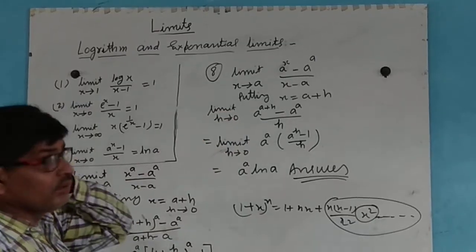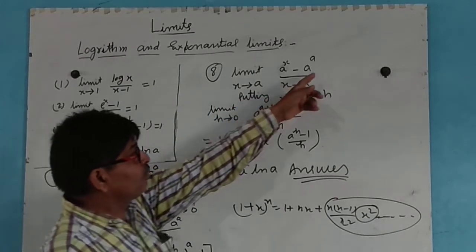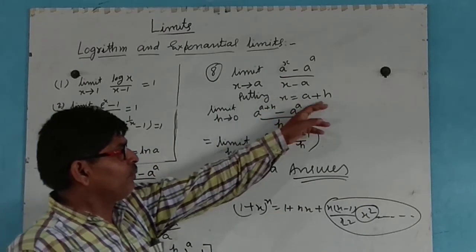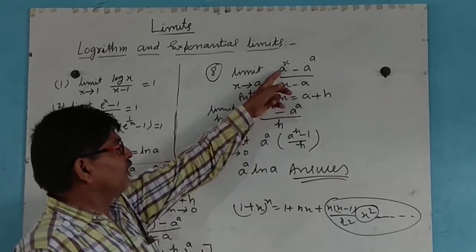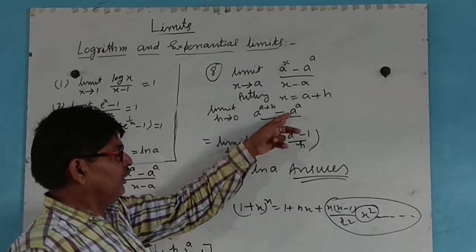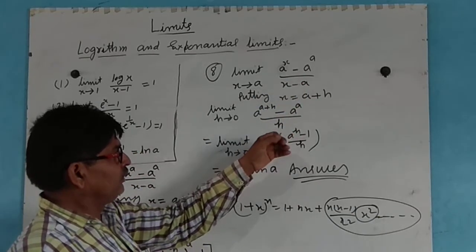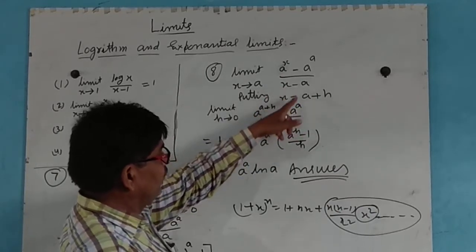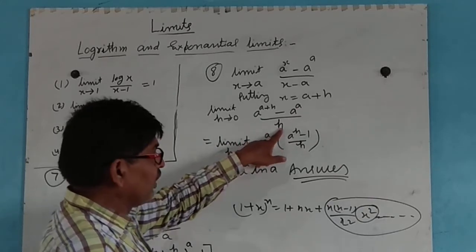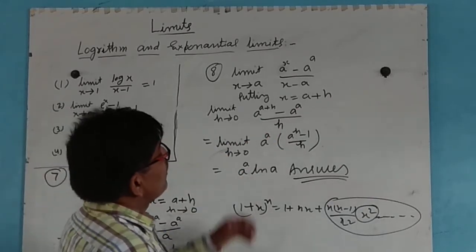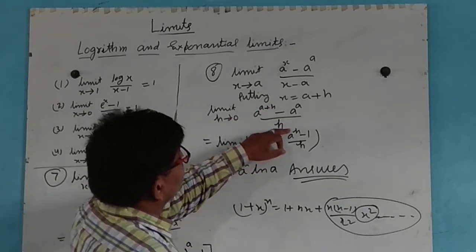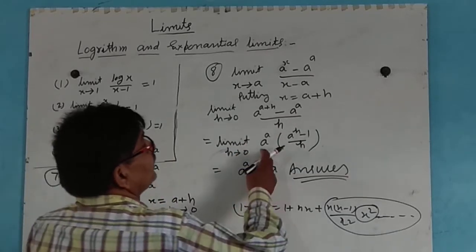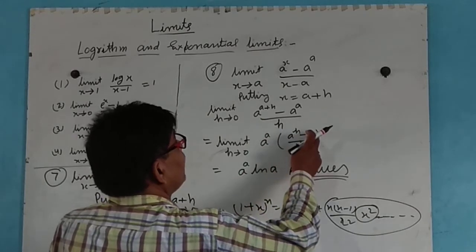Limit x tends to a of (a to the power x minus a to the power a) divided by x minus a. In this case, putting x is equal to a plus h, we get a to the power a plus h minus a to the power a divided by h. We take a to the power a common, so we have a to the power a and (a to the power h minus 1) by h.